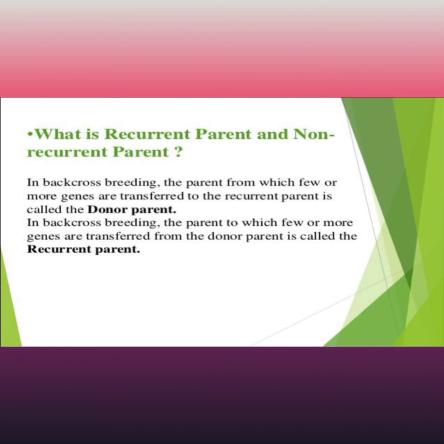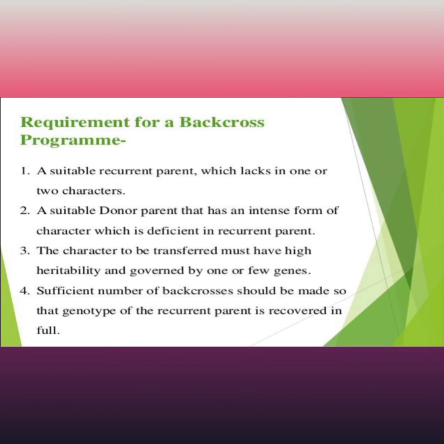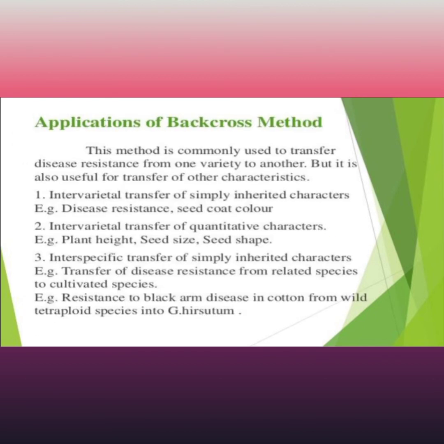Requirements of the backcross method: a suitable recurrent parent which lacks one or two characters, and a suitable donor parent which has intense forms of the characters that are deficient in the recurrent parent. The character to be transferred must have high heritability and be governed by one or a few genes. A sufficient number of backcrosses should be made, so that the genotype of the recurrent parent can be fully recovered.